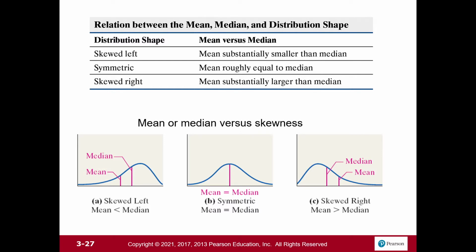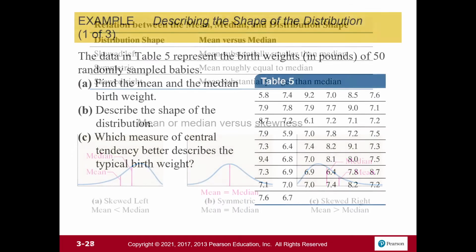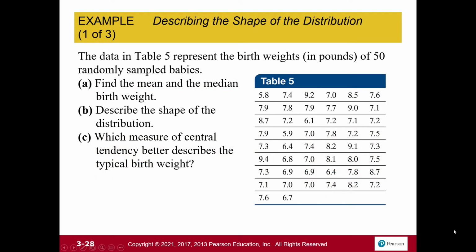So we can see that when we're dealing with the right skew, the mean is going to be greater. All right, so here we have a data set. Now, this is a gigantic data set, let's just be honest. There are 50 different values. Now, we could technically enter this in our calculator. Our calculator could hold this amount pretty easily.